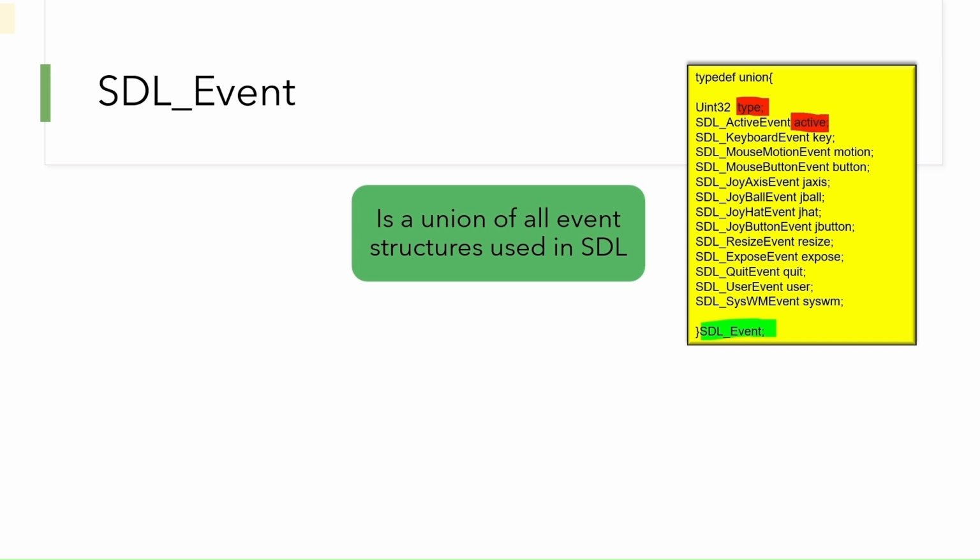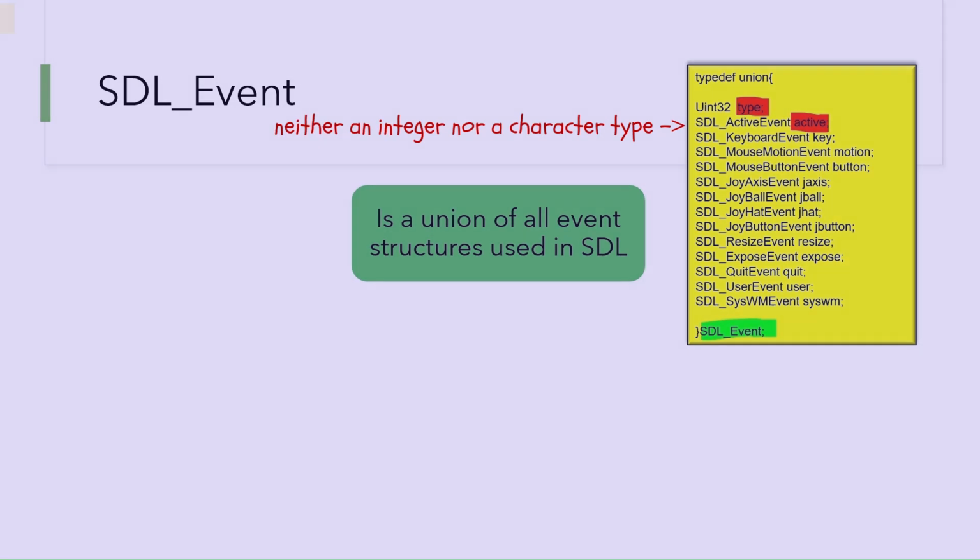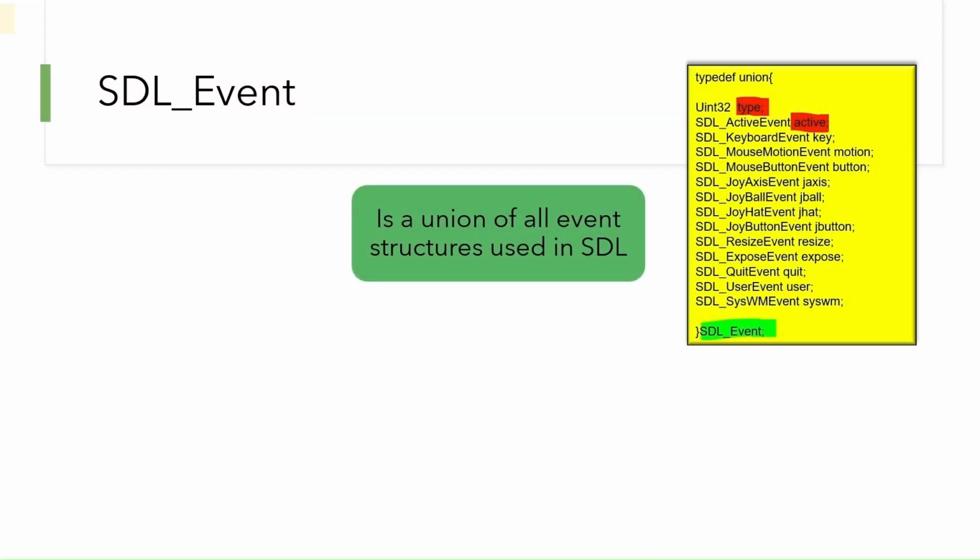Looking at the second member, active, this member is of SDL active event type. It's not an int type or a char type. SDL active event is essentially a structure defined in the SDL library. Similarly, the next member, key, is of SDL keyboard event type. An SDL keyboard event again is a separate structure defined in the library. Similarly, button is of SDL mouse button event type. An SDL mouse button event is again a separate structure on its own defined in the SDL library.